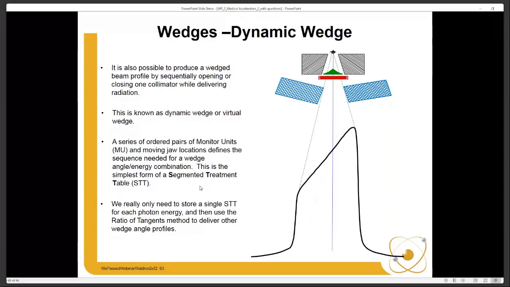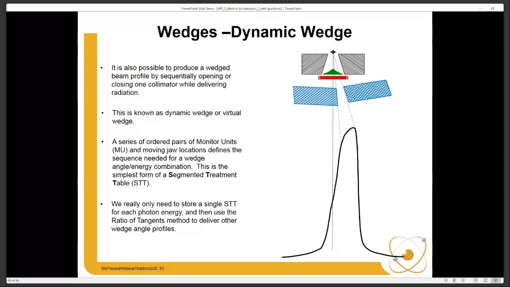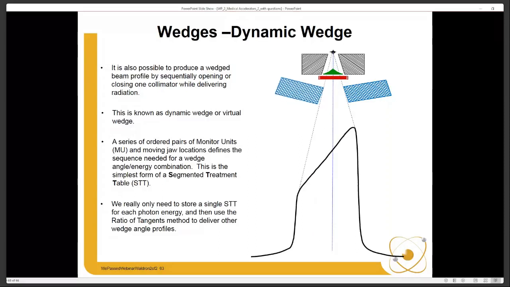Recalling our last slide, though, for a dynamic wedge, we really only need to store a single STT wedge table for each photon energy, and then use the ratio of tangents method to deliver other wedge angle profiles by weighting open and wedge beams. So I would simply deliver more beam with the jaws fully open in order to reduce this wedge angle to something, say, 30 degrees or 15 degrees. So that's the three kinds of wedges.